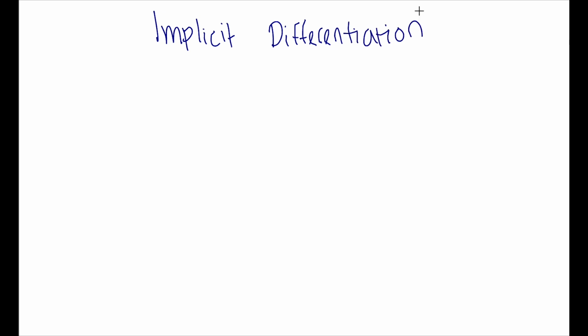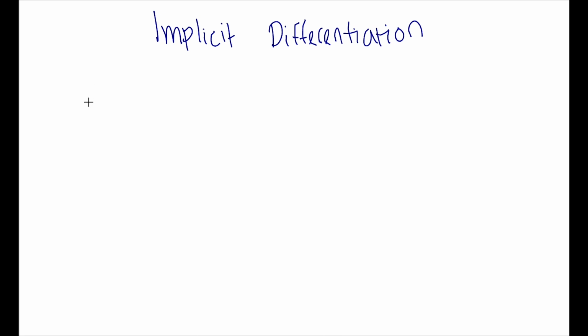Okay guys, so today we're going to talk about implicit differentiation. Okay, this is how we're going to find the derivative when our equation has x's and y's.